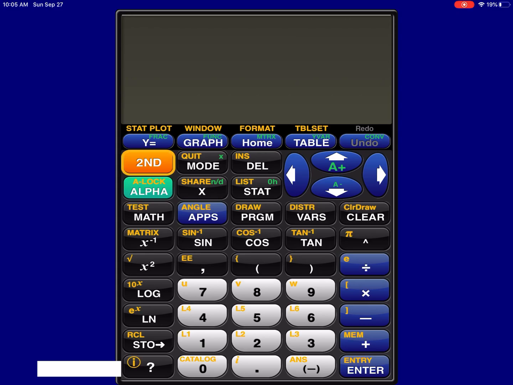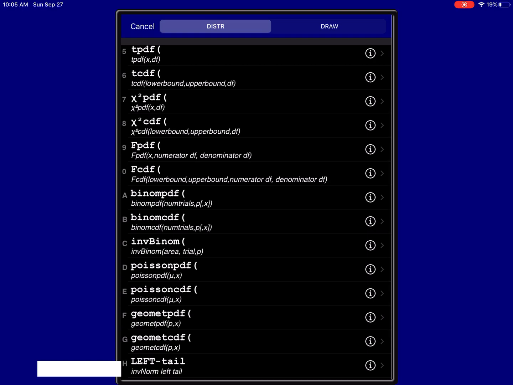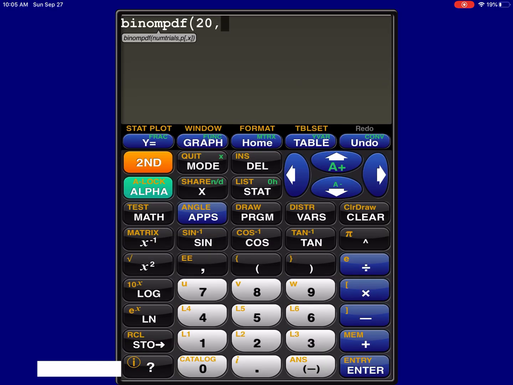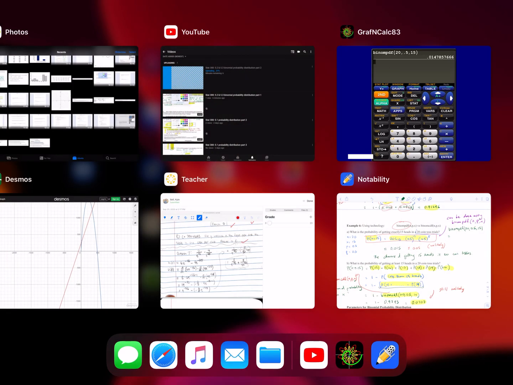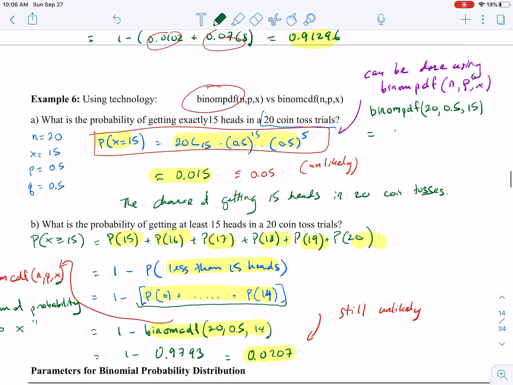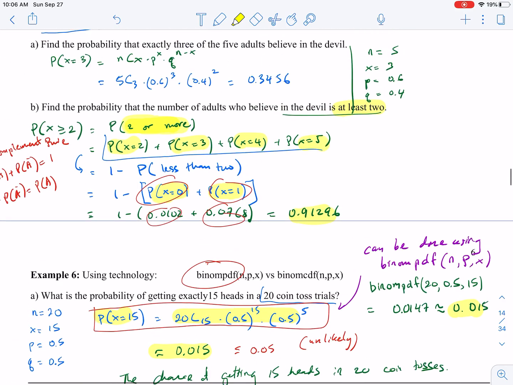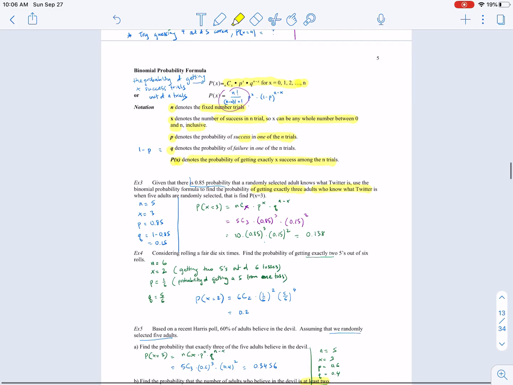So second, vars, which brings up the distribution. You go down to option A, binom PDF. So we do 20 coin tosses, 0.5 for each toss, and then 15 heads. So that gives us about 0.147. So 0.147, which rounds to 0.015. All right, so same answer. So you can actually go back and use binom PDF for all these answers here to check the answer if you don't want to use the formula over and over again.